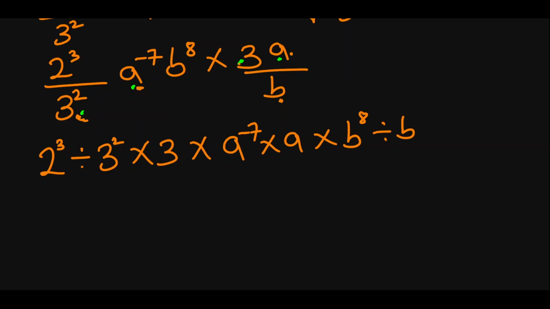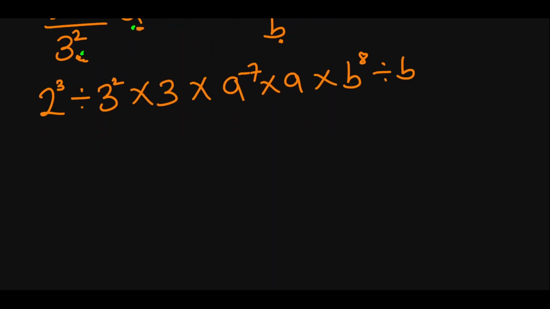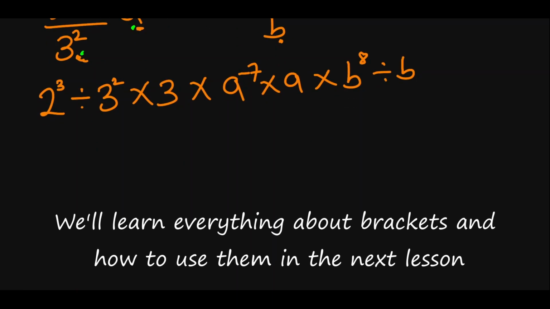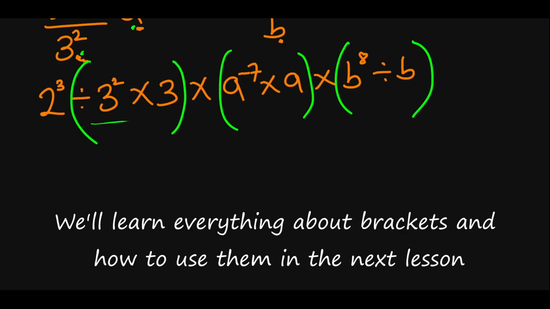No errors here. So we are rounding off now, completing with the laws. Now I'm going to put brackets so that we don't get confused. We put a bracket here, b raised to power 8 divided by b to distinguish b, a raised to power 7 divided by a to distinguish a. Now for this 3, I want to put a bracket, but I have to take the divided by here to show that this divided by belongs to this 3, so that I don't accidentally multiply it.